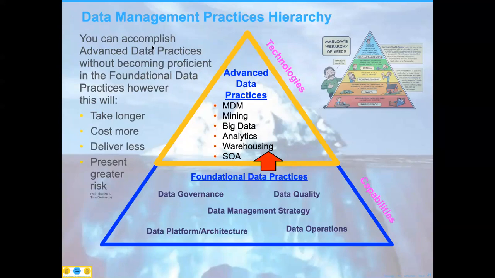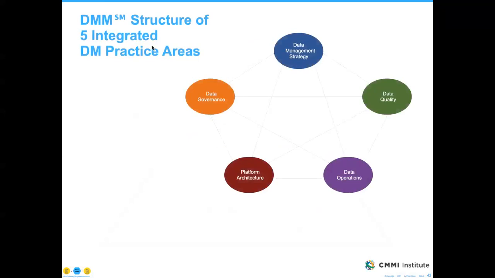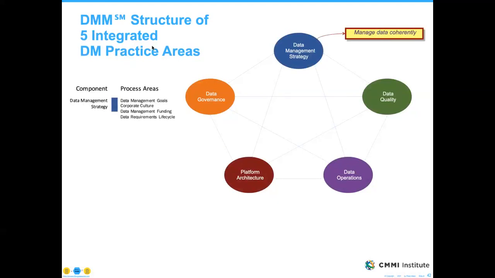So now I'm going to transfer these foundational data management practices over here to the data management model I was talking about before that Melanie did such a good job of developing. There are 5 areas here. Manage the data coherently. If we don't have a strategy, what are the chances that everybody's going to happen to do the right things at the right point in time? It doesn't happen by chance.